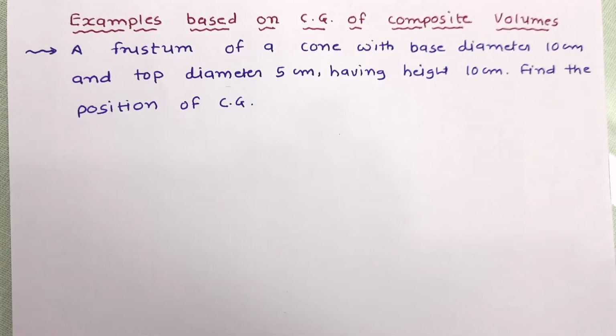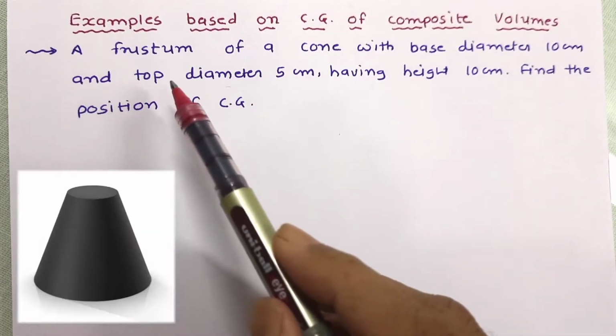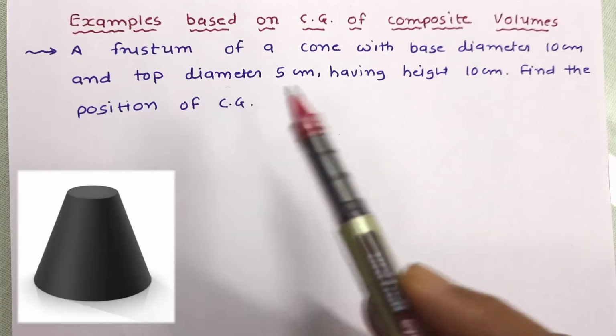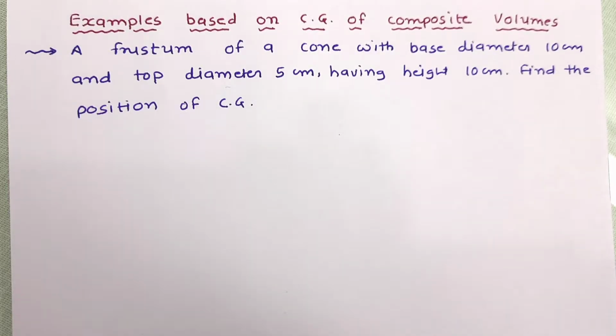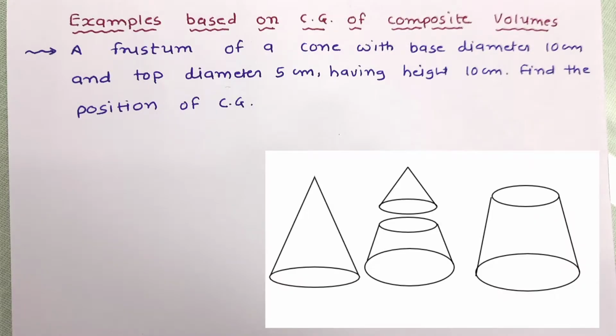So this is the example given. A frustum of cone with base diameter 10 cm and top diameter 5 cm, having height 10 cm. Find the position of CG. So in this problem, a frustum of cone is given and all dimensions of the cone are given. Frustum of cone means from the top side of a cone, a small cone is cut and removed. So here such a frustum of cone is given and it is asked to determine CG of the frustum of cone.